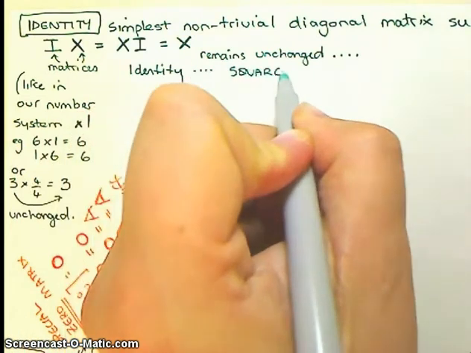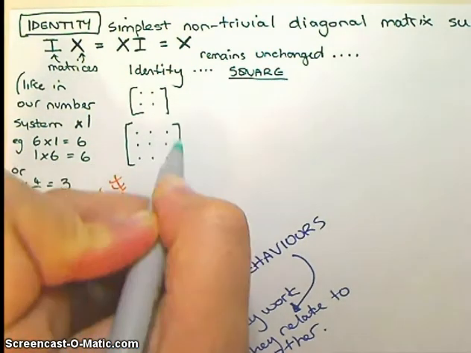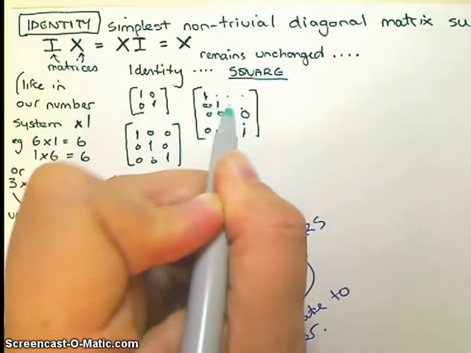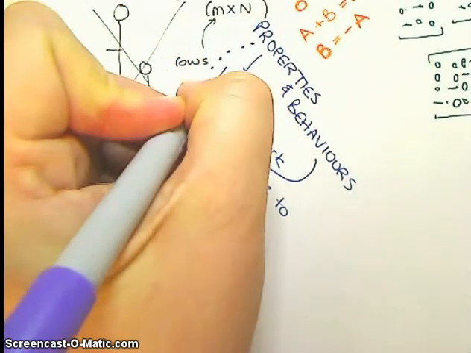The identity matrix has to be square, and it can be 2 by 2, 3 by 3, 4 by 4. In fact, it doesn't really matter as long as it's square. It's important to remember that all the diagonal elements are 1 and all the others are zeros.